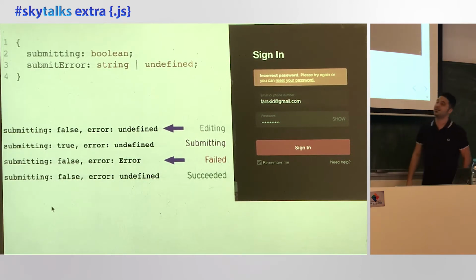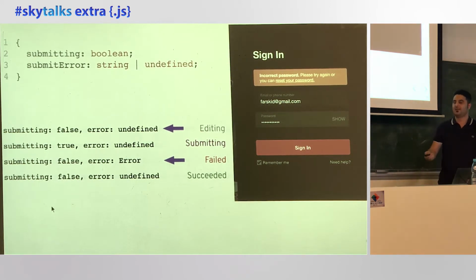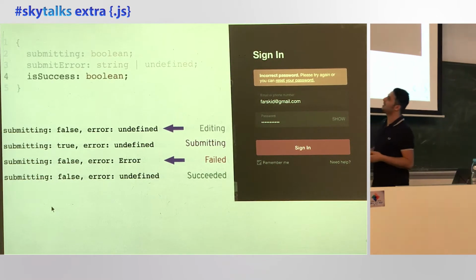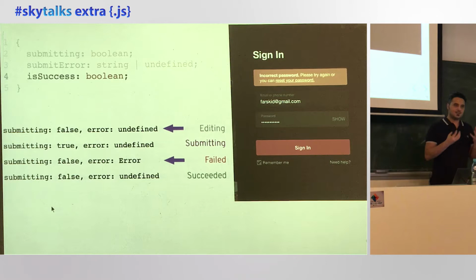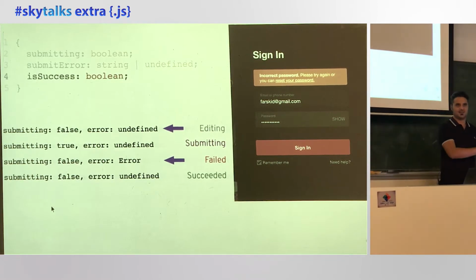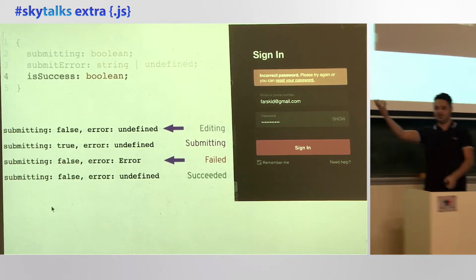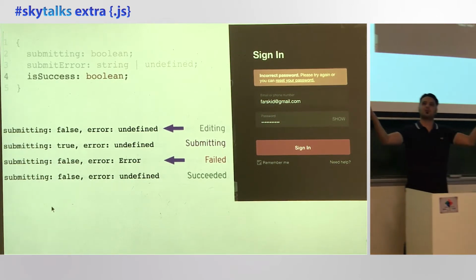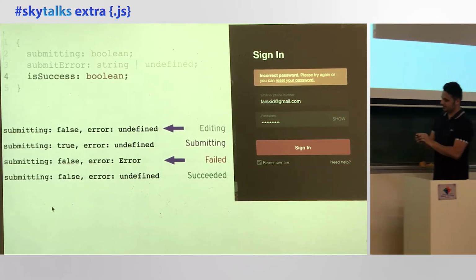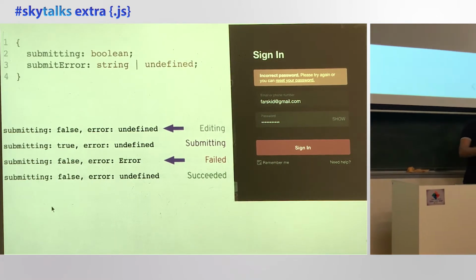Now the problem is, this impossible state happens again. But in this case, these are mutually exclusive, meaning that the form is not supposed to be submitted when it's not validated yet. So the form being validated and the form being submitted are mutually exclusive. They're not supposed to happen at the same time. But the state that we use makes it technically possible.